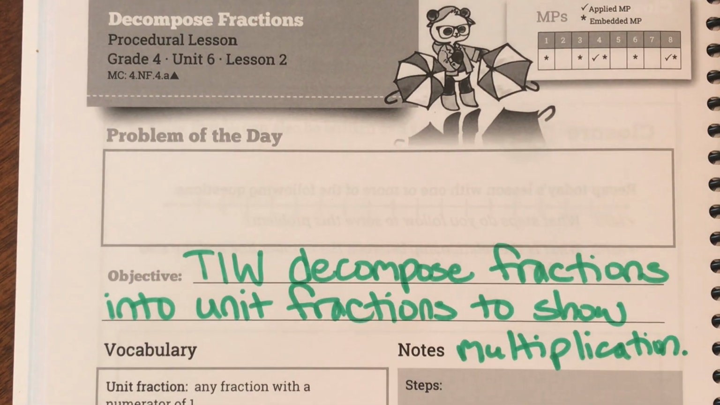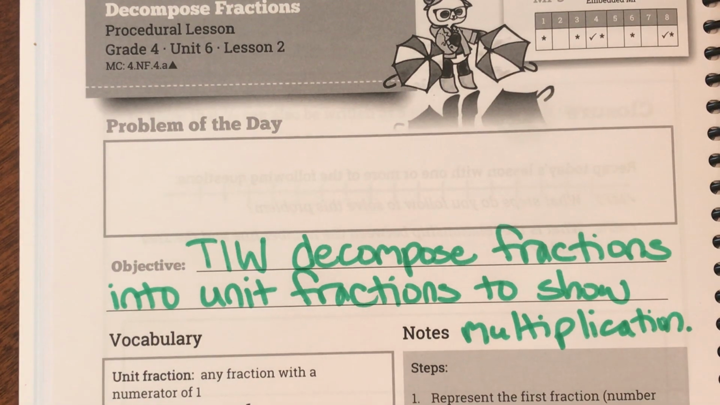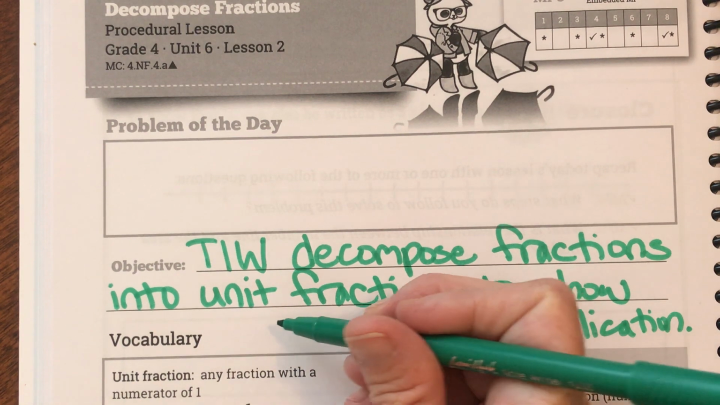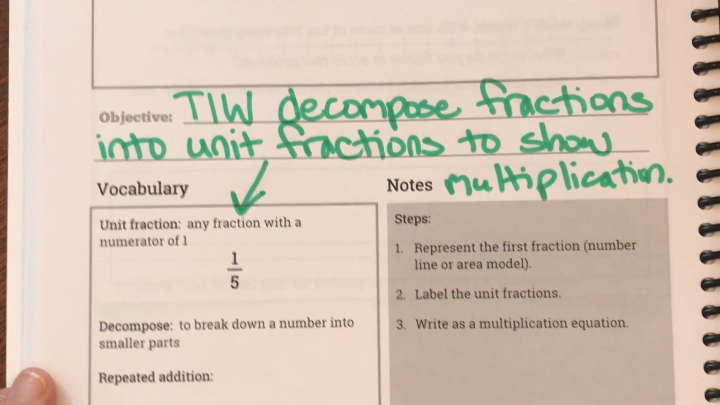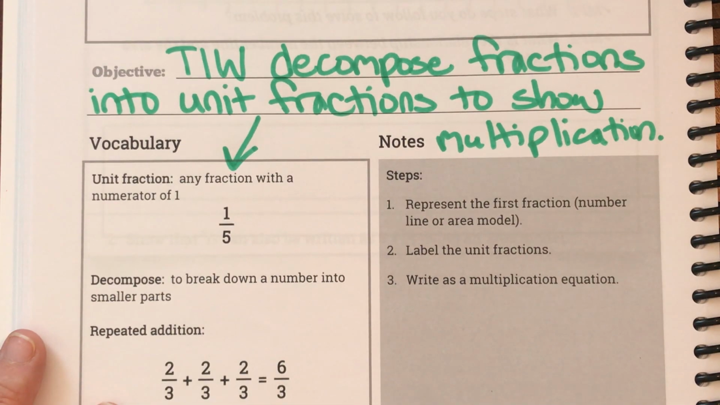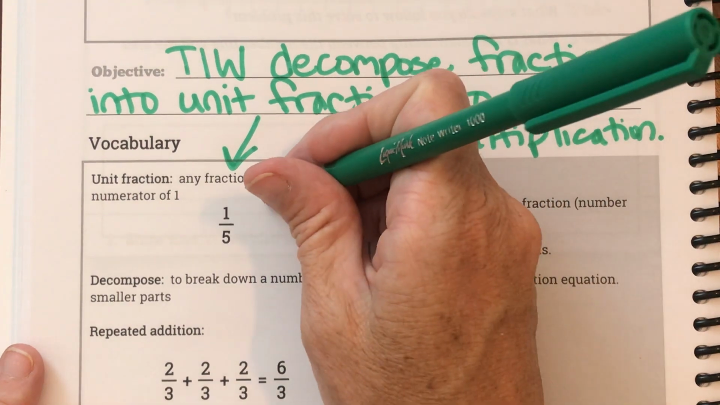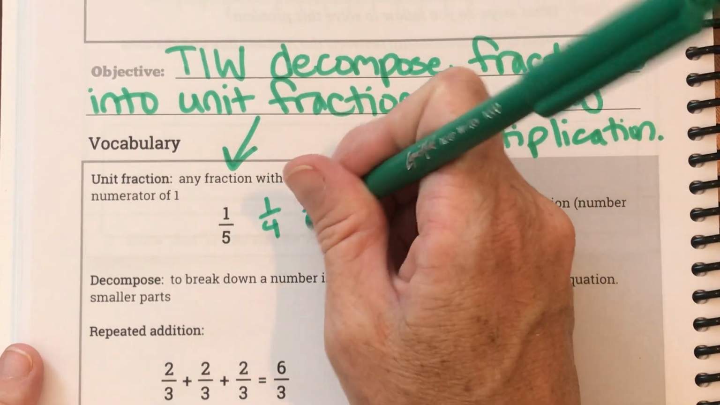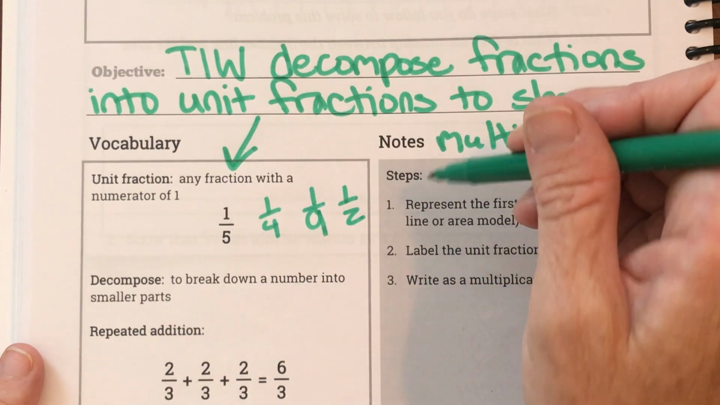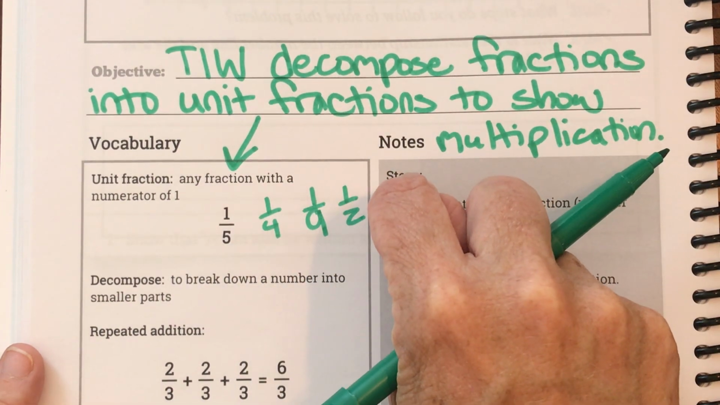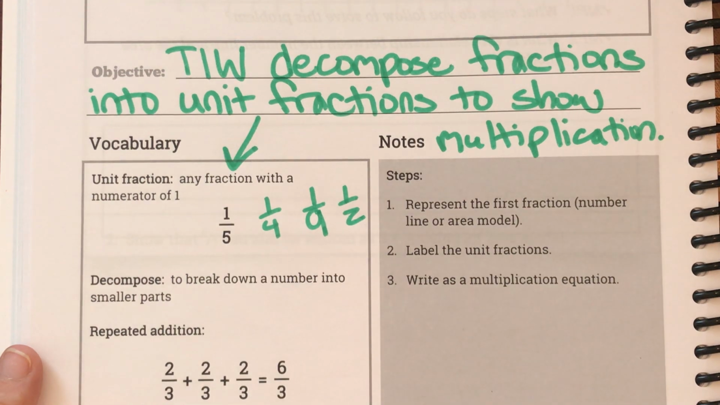Okay, so let's talk about what that means. We're going to decompose. Decompose, remember, means to break apart fractions into unit fractions. A unit fraction is any fraction with a numerator of 1. So 1/5, 1/4, 1/9, 1/2 are all considered unit fractions. That's what we're going to break our fractions into.